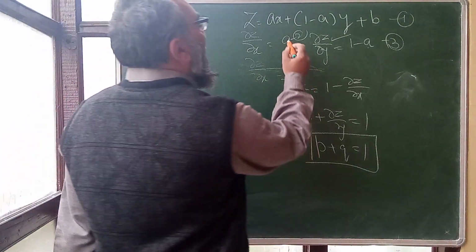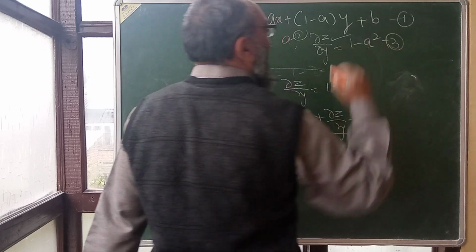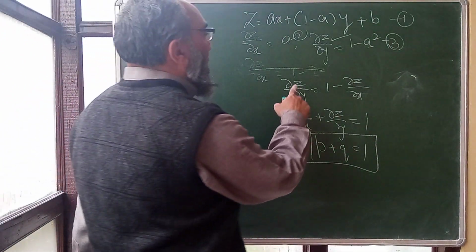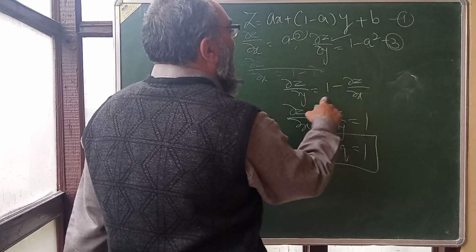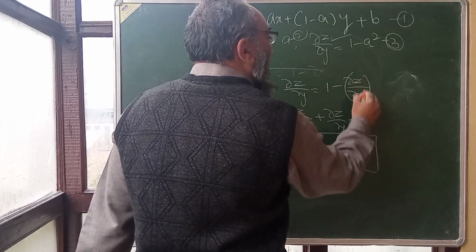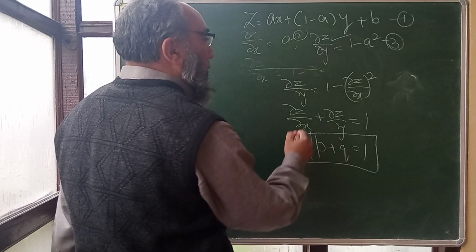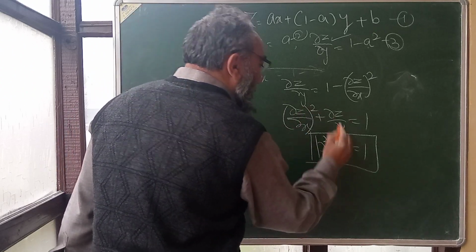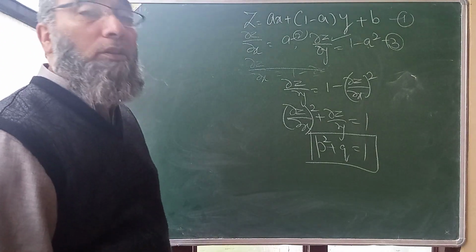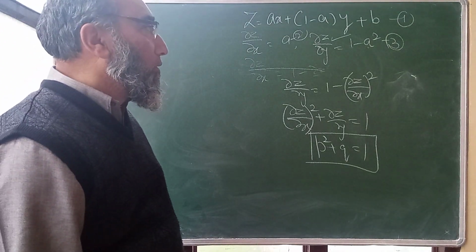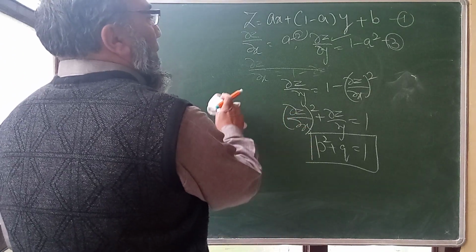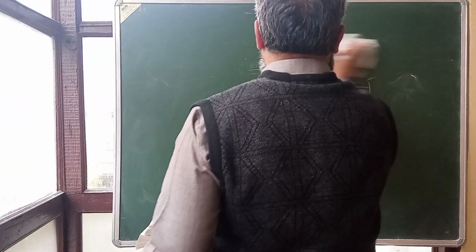Say if you have a equal to 1 minus a square. Instead of a I have a square. What I will get? Del z by del y equal to 1 minus del z by del x whole square. So I have p square plus q equal to 1. This is a non-linear partial differential equation. So it depends. What is the question? Okay. Next one.